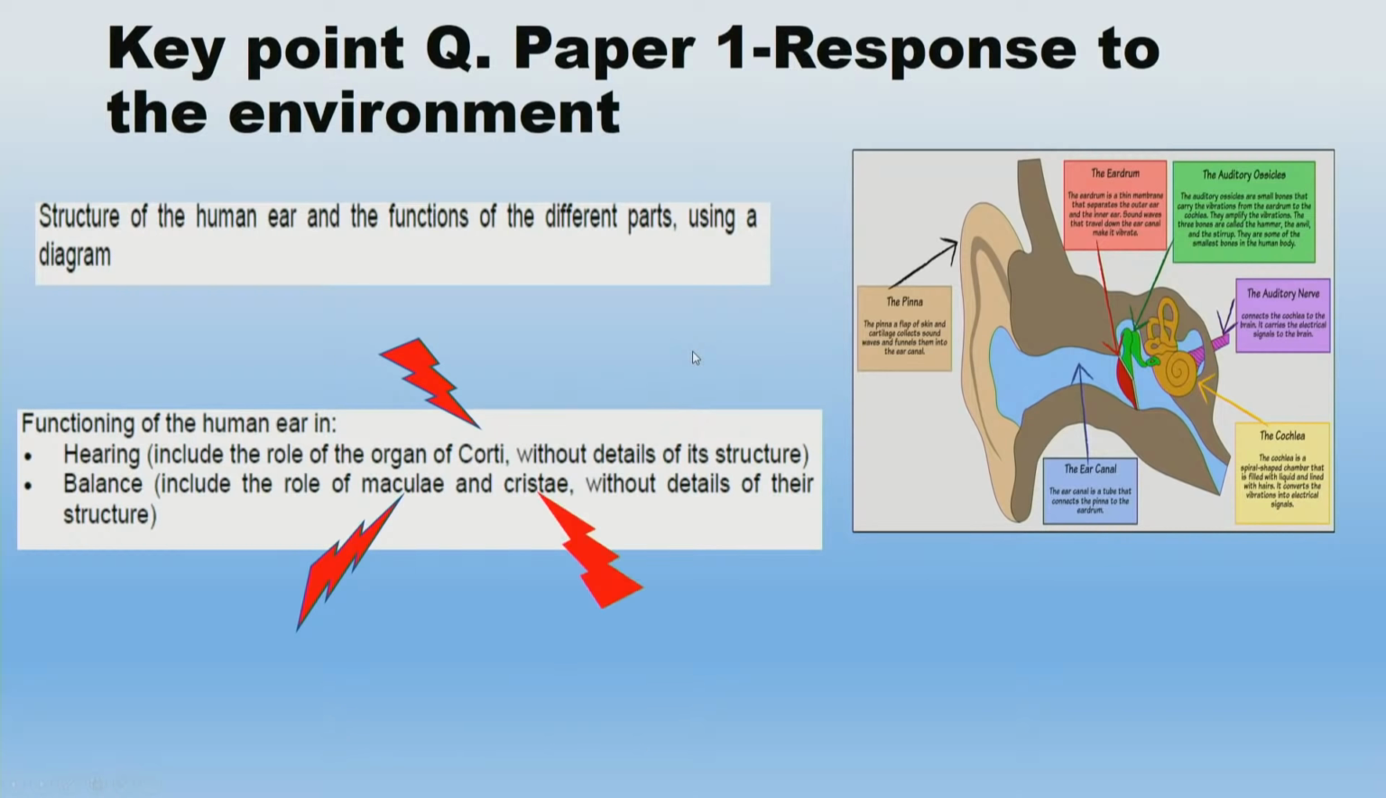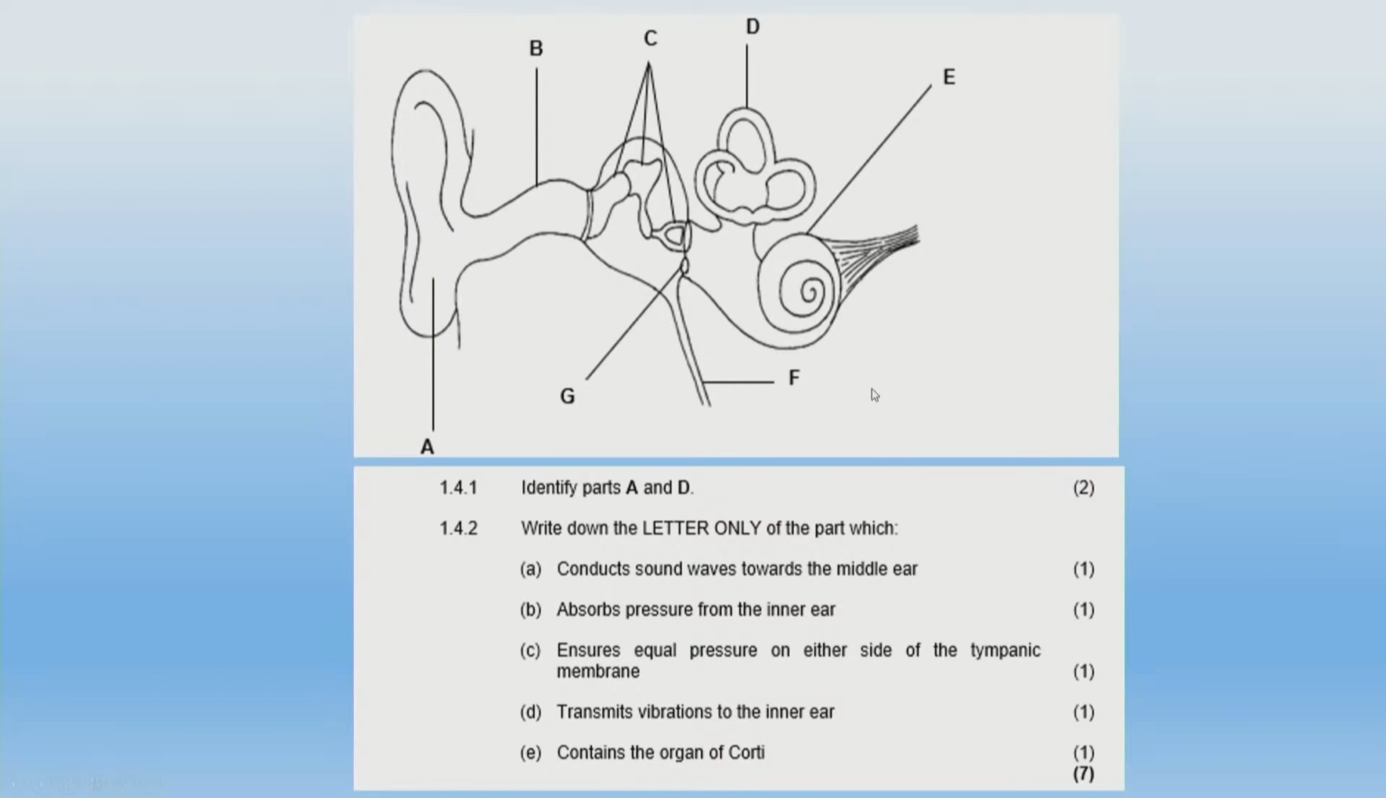And then under the functioning of the human ear, we have hearing and balance. Again, please make sure that you drill these two functions, hearing and balance, because definitely one of them, or maybe both, will be there. They are always there on your examination papers. So hearing, you still remember that we have the organ of Corti here. And with balance, we have maculae and cristae. So let us try to remind ourselves of all these parts that are found on the human ear.